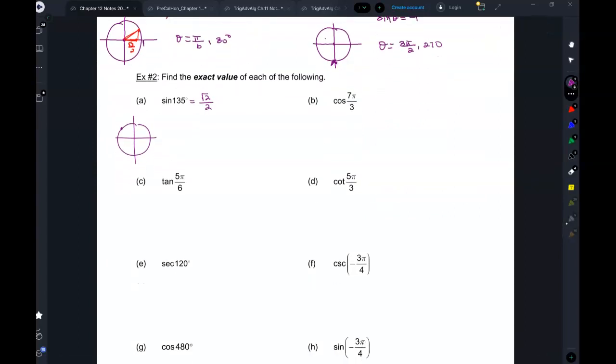Okay, so 7 pi over 3, right? Where is 7 pi over 3? In which quadrant is it? Second, third. It's in the third one. It's in the first. It goes around. But then it's 1 pi and 2 pi over 3. It's basically 2 and 1/3 pi. Okay, so it's 2 1/3 pi, right? So it is going to be in the first quadrant.